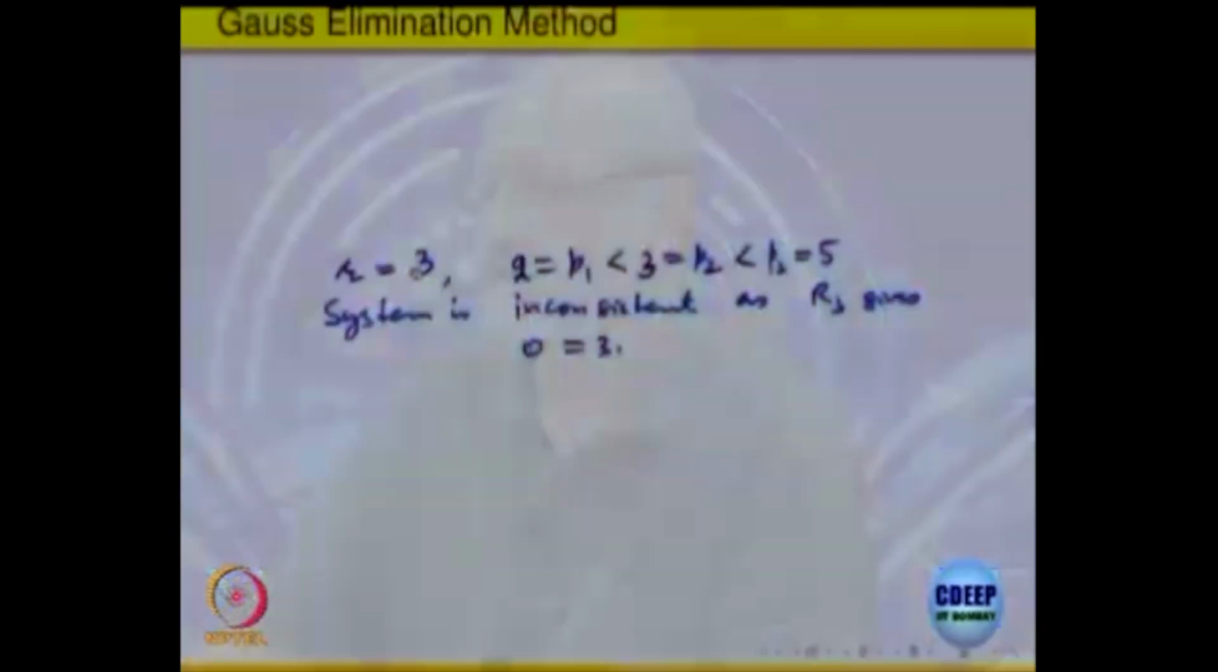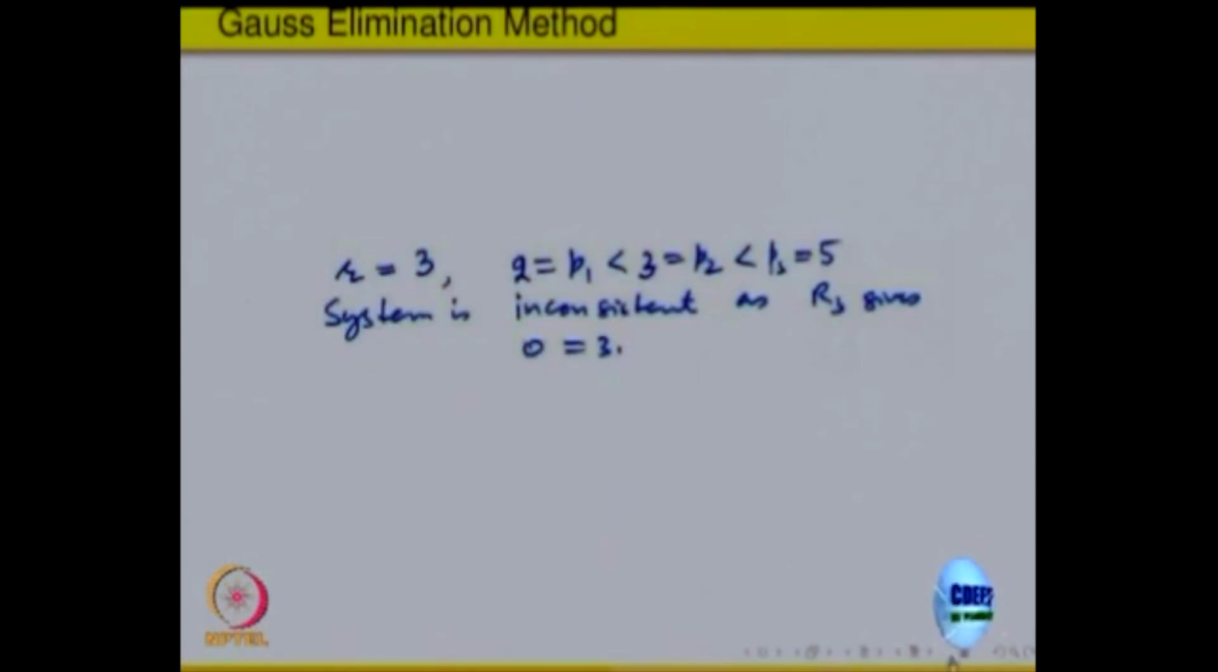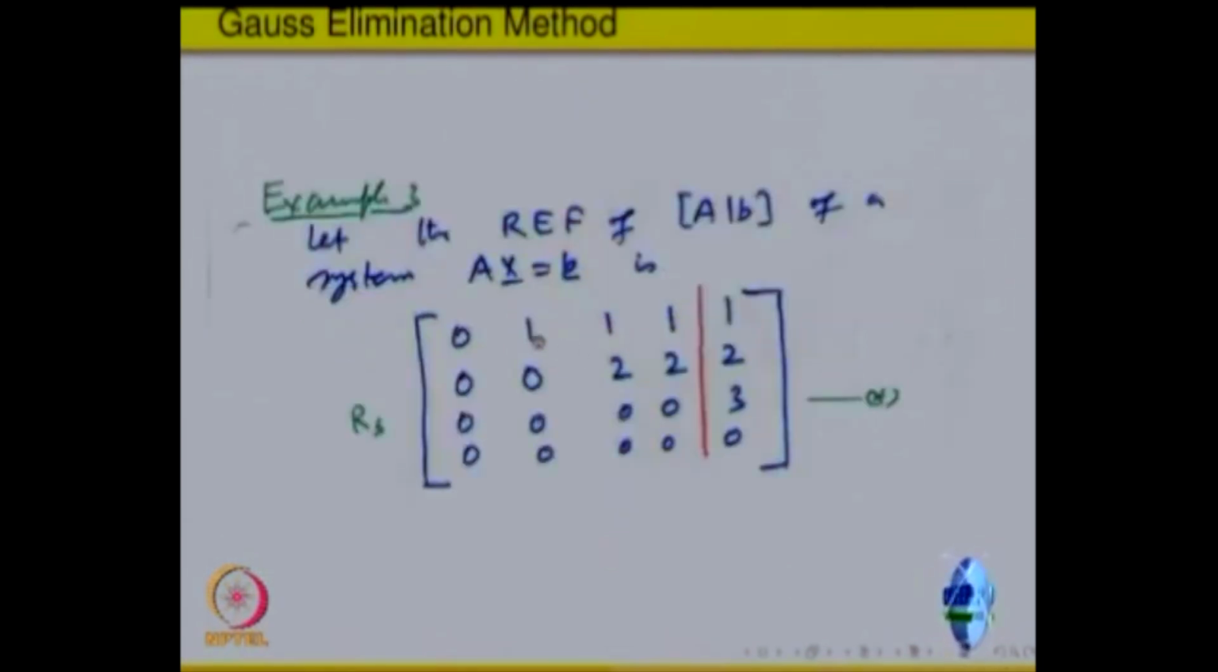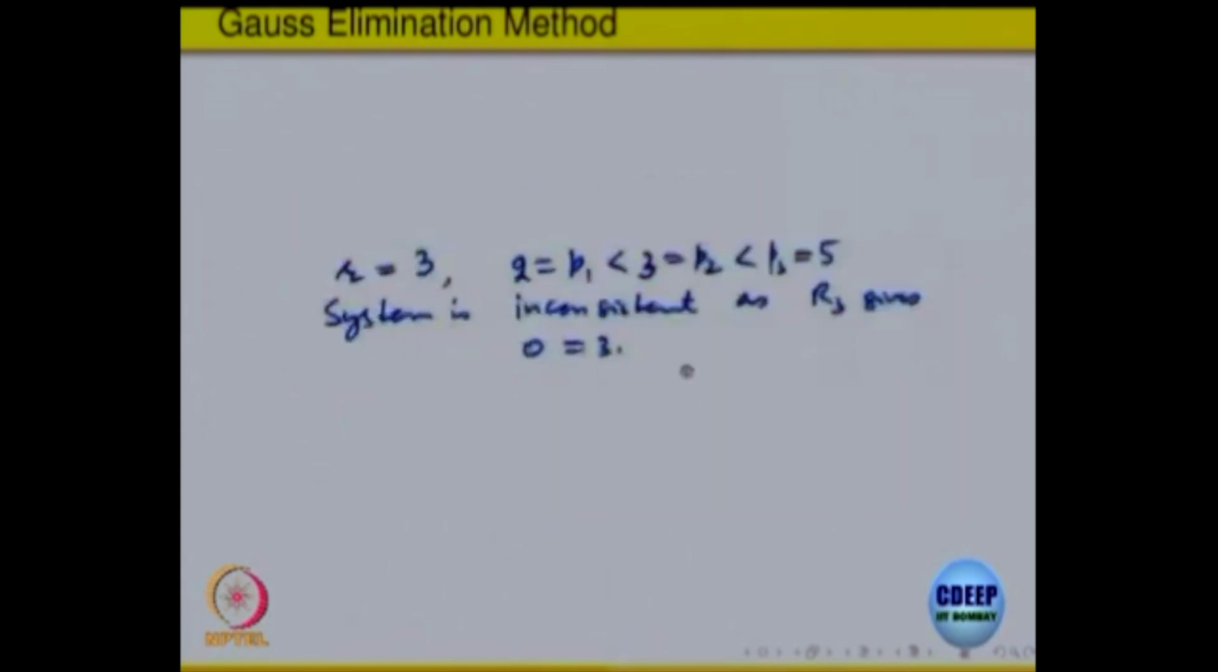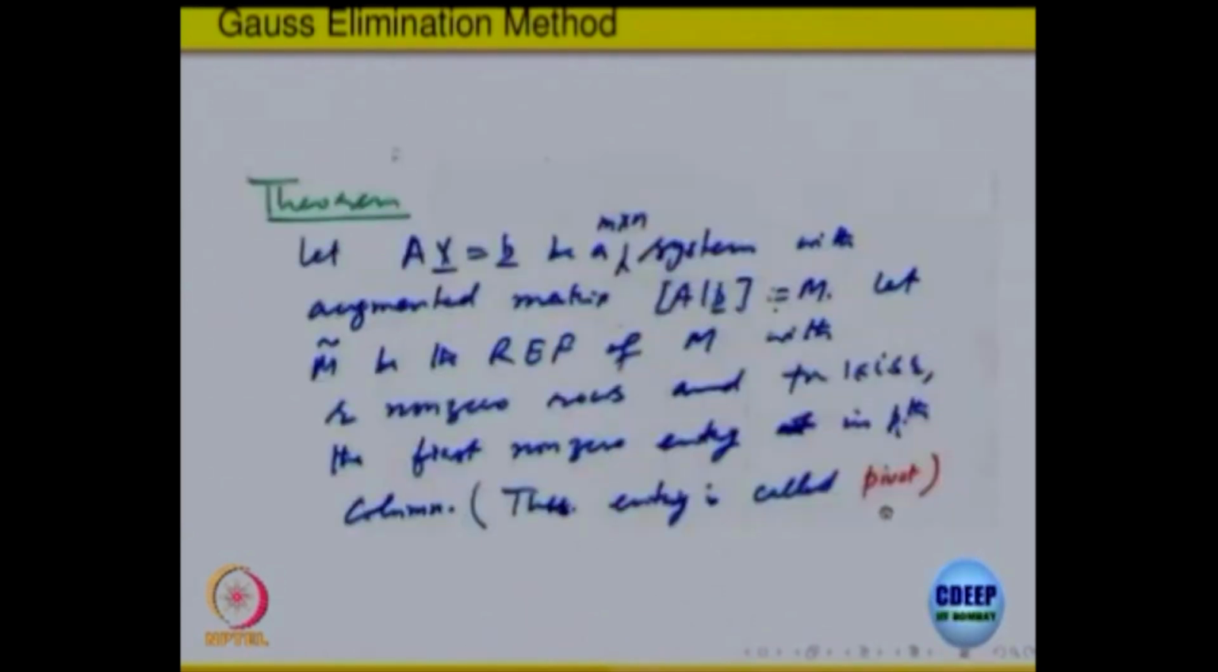Okay. So, this says R is 3. Let us look back. This is P1, the first pivot, at column 2. The second pivot is coming at column 3. P2 is coming at 3, and the last one is 5. So, 0 equal to 3, inconsistent.